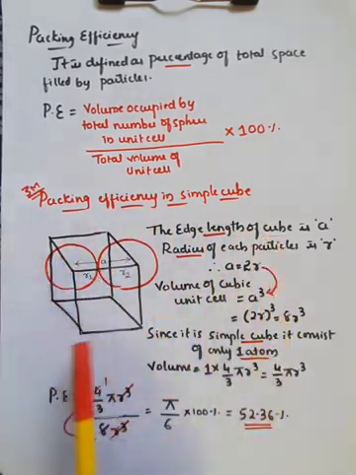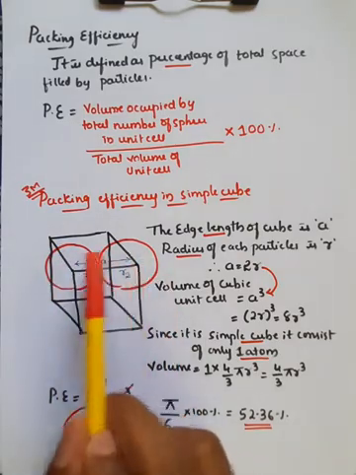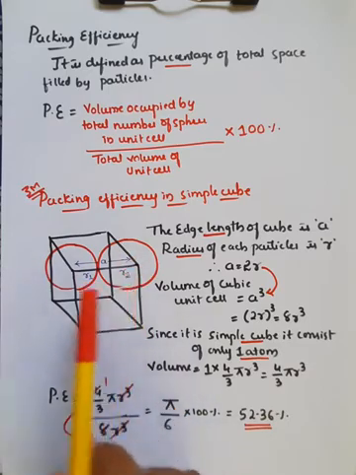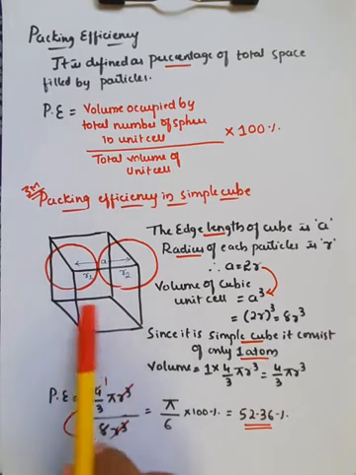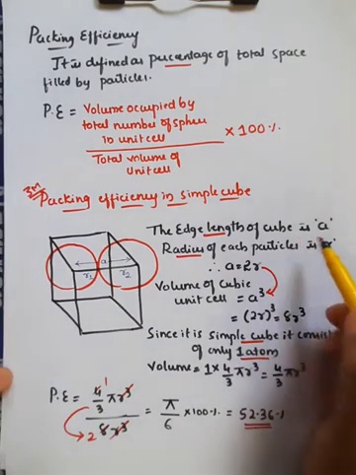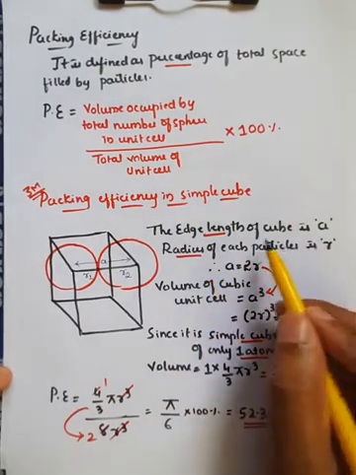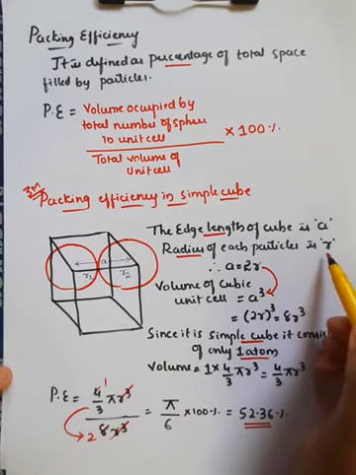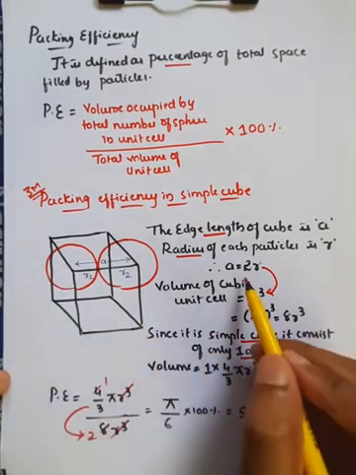In the packing efficiency of simple cube, I have taken a cube in which there are 2 atoms at the corners of the cube, and this length is taken as a, that is the edge length of the cube. Similarly, R1 and R2 are the radii of the 2 spheres which are considered as the atoms, ions or molecules. Next, the radius of each particle or each atom is taken as r. Therefore, if you add both the radii R1 and R2, a is equal to 2r.